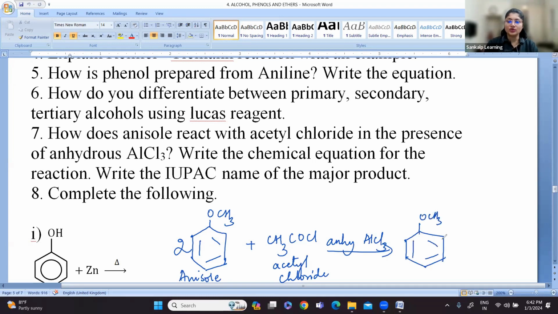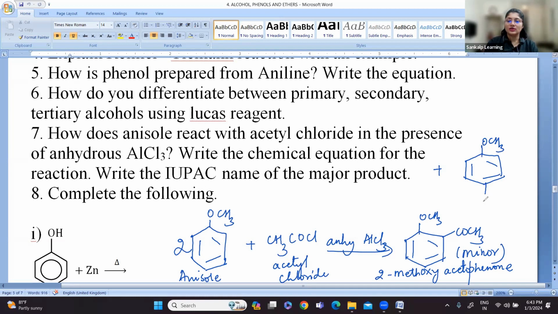One will be an ortho substituted product, that is 2-methoxyacetophenone. This is a minor product. And one more product obtained is the one with OCH3 and COCH3. It is 4-methoxyacetophenone. So this is a major product. I hope you are getting this.